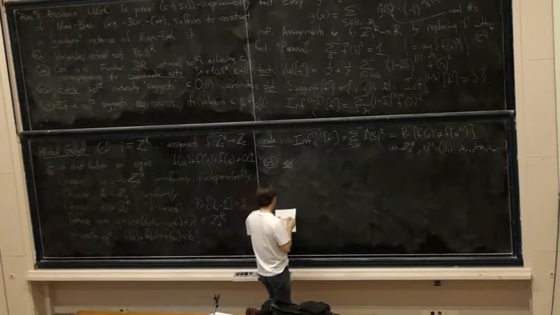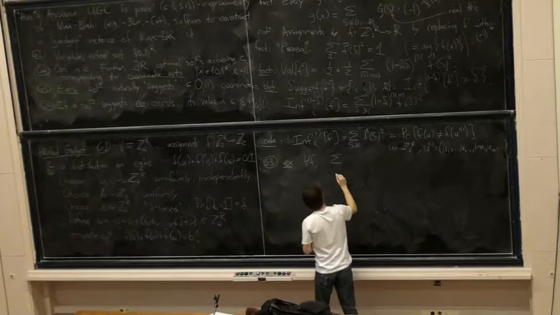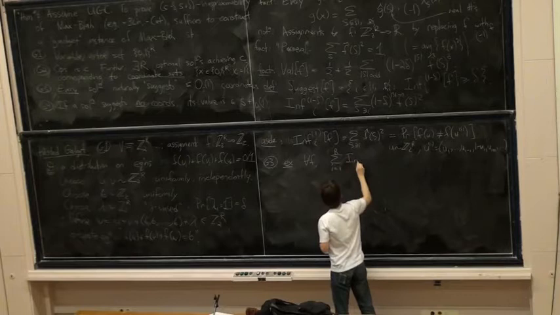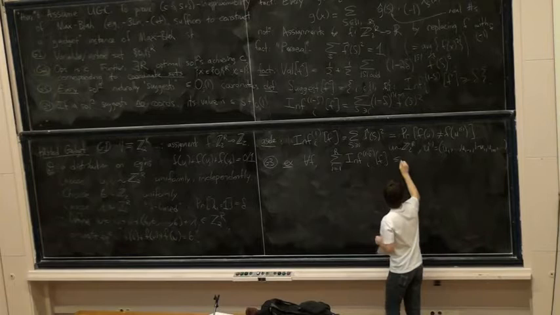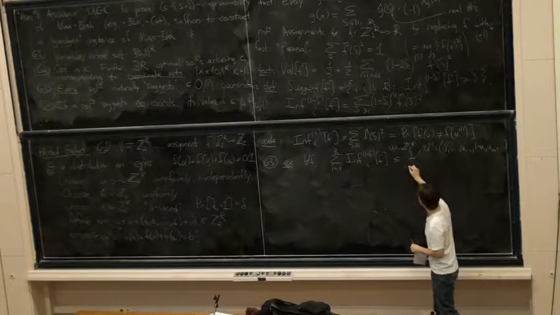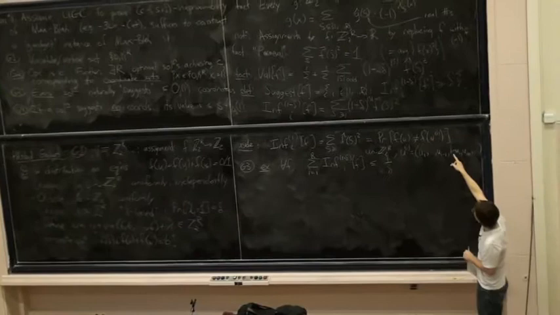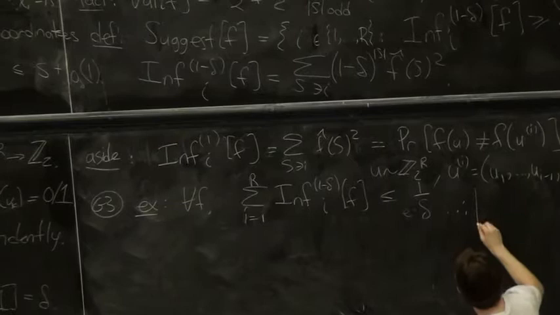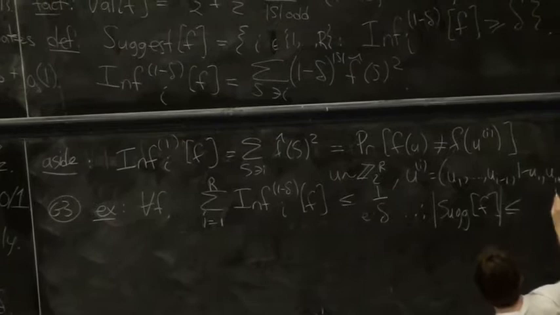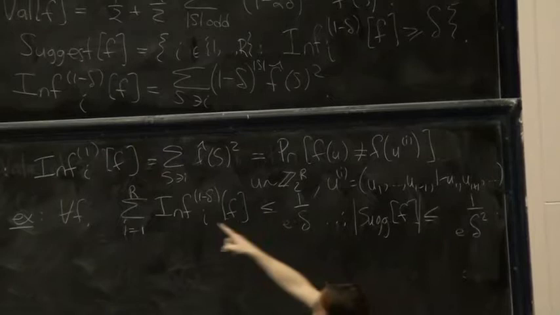It's a basic fact that, for every f, the sum of all of the noisy influences is bounded. It's at most 1 over delta. In fact, it's at most 1 over e times delta. And now, since the suggestion set is all of those coordinates i where this quantity is at least delta, we conclude, therefore, that the cardinality of this suggestion set is always at most 1 over delta squared times e even. So this is the big O of 1 in G3.